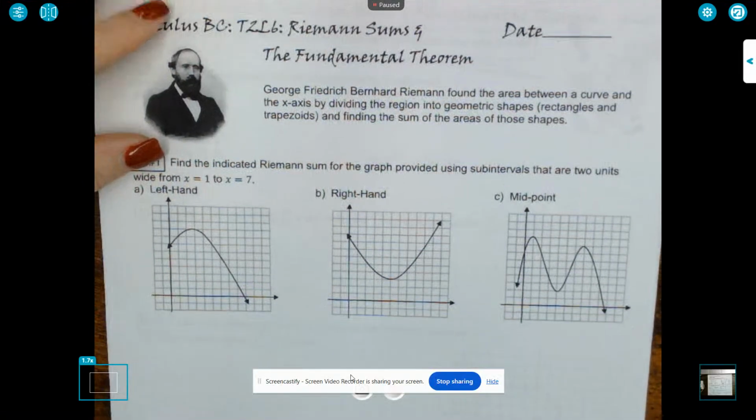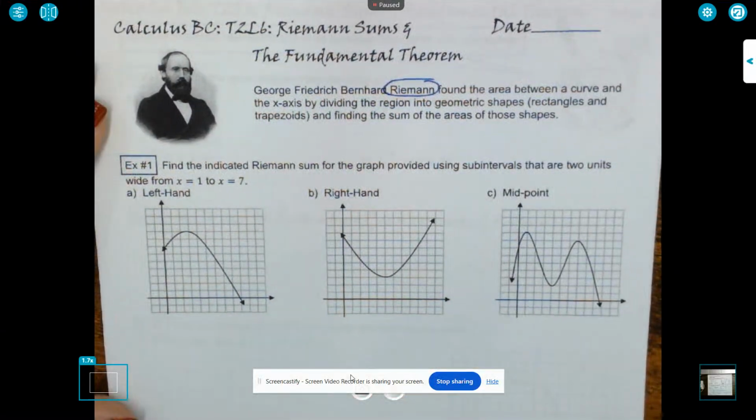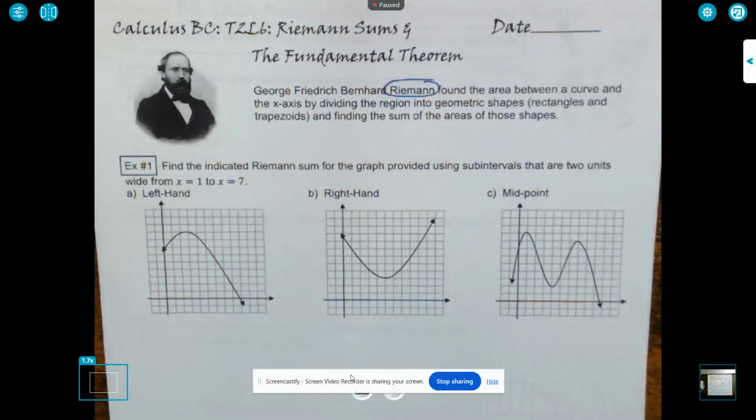All right, so remember we talked about Riemann sums in AB, and that's where we found the area between the curve and the x-axis by dividing the region into geometric shapes, rectangles and trapezoids, and finding the sum of the areas of those shapes. So if we do a left-hand Riemann sum, that means the left point of the rectangle is on the graph.